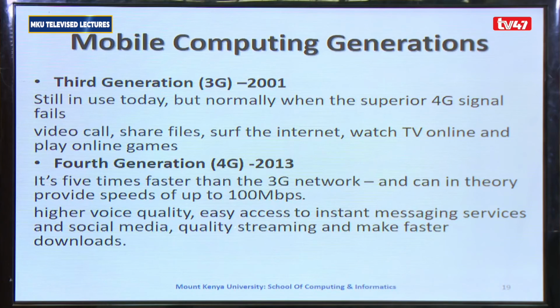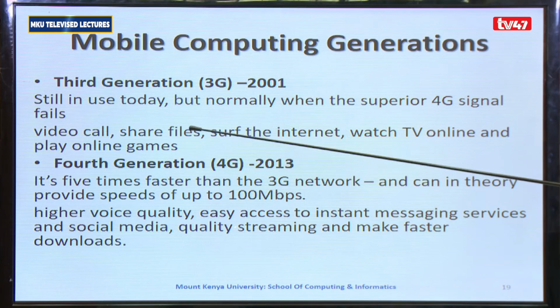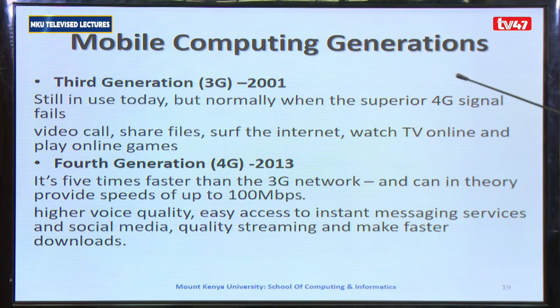The third generation, which is 3G, is much younger. It came into the market in 2001, and is still in use up to date. Normally, it is when the superior 4G signal fails that the mobile device falls back to 3G. It has some advanced features: it can facilitate video calls, share files, surf the internet, watch TV online, and also play online games, which are facilities we could not find in 2G or second generation.